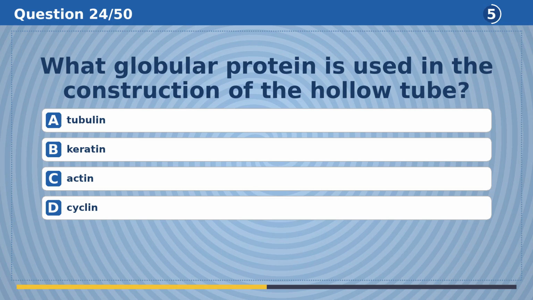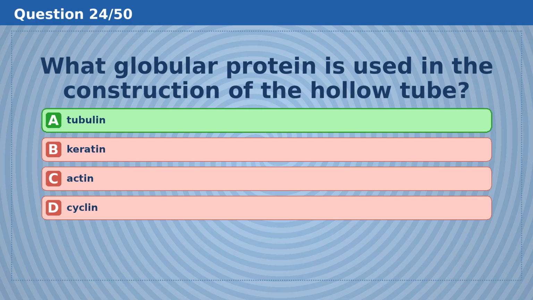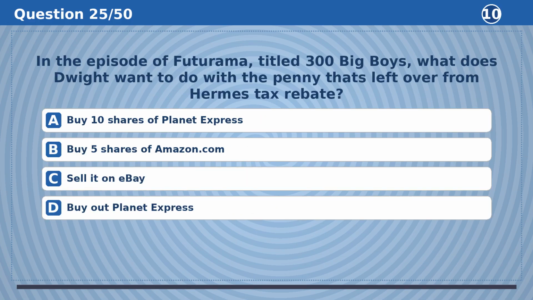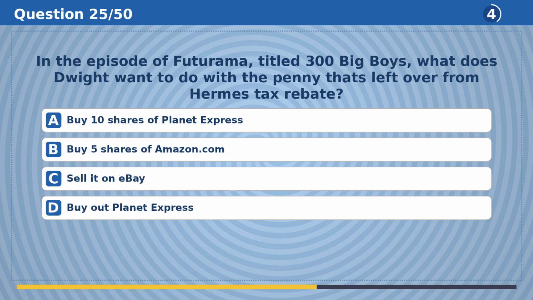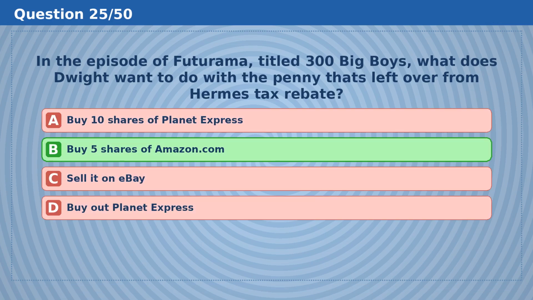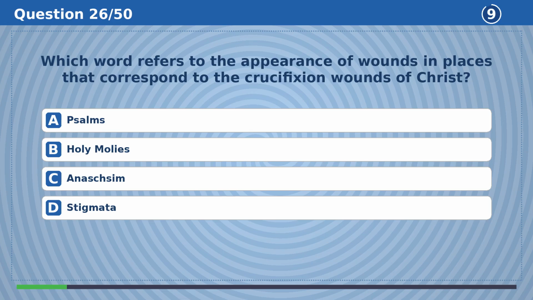What globular protein is used in the construction of the hollow tube? The answer is A. Tubulin. In the episode of Futurama titled 300 Big Boys, what does Dwight want to do with the penny that's left over from Hermes' tax rebate? The answer is B. Buy 5 shares of Amazon.com.